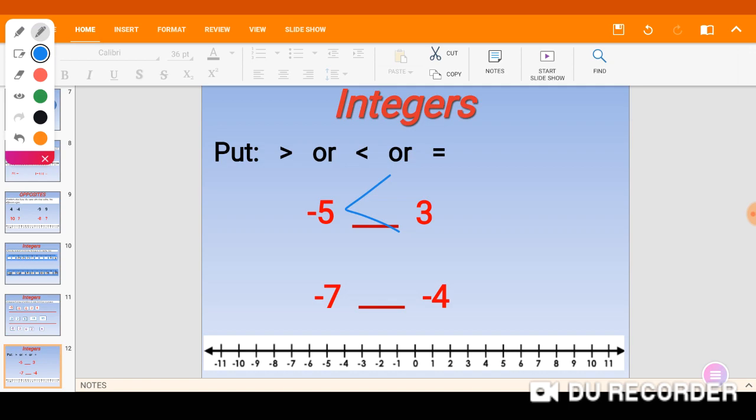Okay. Which one is smaller, negative 7 or negative 4? Remember, negative numbers are what? Crazy. Yes, it's crazy. So negative 7 is smaller than negative 4. If we put it on the number line, you will find negative 7 here, negative 4 here. Negative 7 is far from 0, but negative 4 is near to 0. So negative 7 is smaller than negative 4.